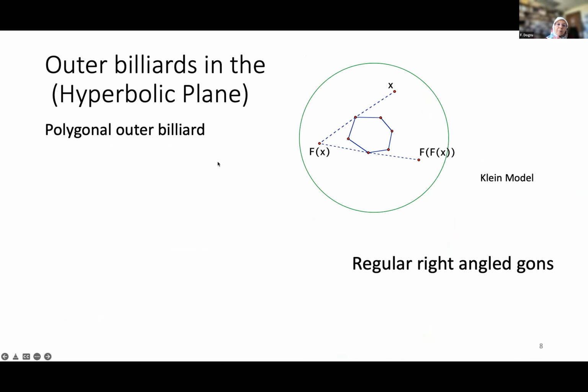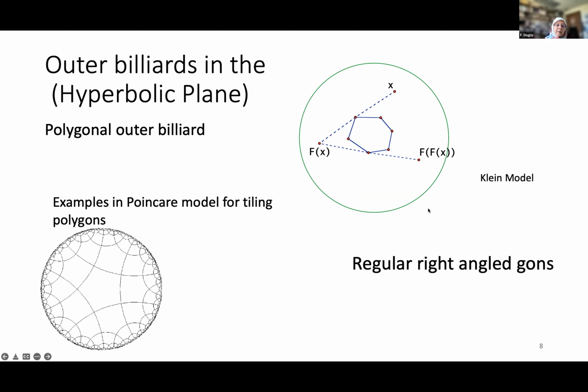So in the hyperbolic plane, outer billiards are defined exactly as we have done in the Euclidean plane. We have a polygon, and we have a point outside, in the hyperbolic plane, of course. And then we move, and clearly I used the Klein model in this picture. We used the tangency point as a reflection point, and then we are able to define the map. In the hyperbolic plane, the regular right-angled n-gons are very important.